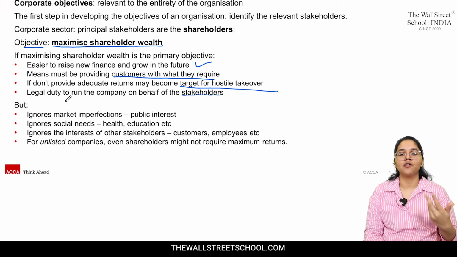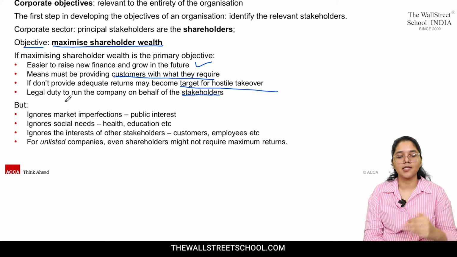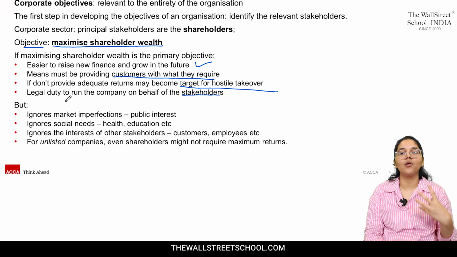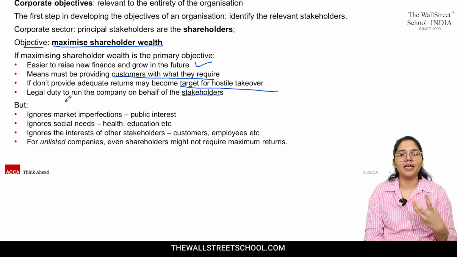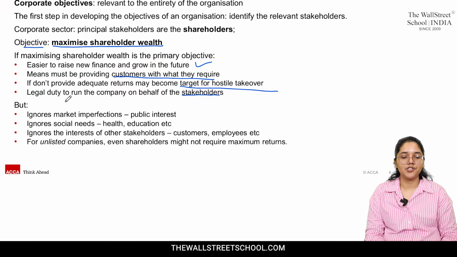Second point, which is a drawback, is it ignores social needs. Again, health and education are all basic amenities for life. If somebody is suffering from a medical ailment, they require medical treatment. If somebody is not really in a good position financially, but they still want their children to be educated, there should be a facility to get your children educated. So if you're focusing too much on shareholder wealth maximization, you are compromising on public interest, you are compromising on the social needs.